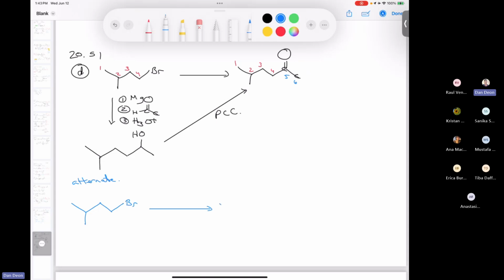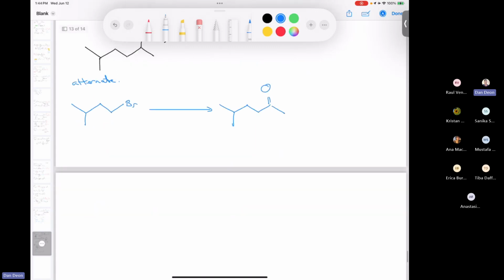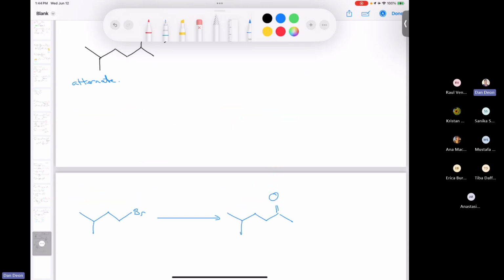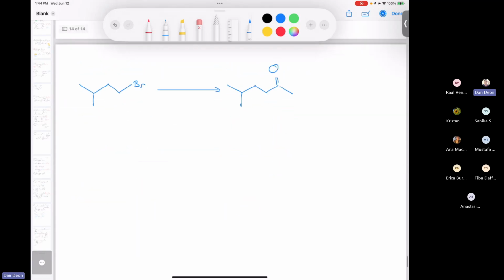So if I just copy everything down, we'll change the color to blue. Okay, so in this case, what we would do is this. Let me just bring it down here. Just bear with me. Let's move it all the way down here. Okay, so what we're going to do, and this is, again, this is D, is hit this with cyanide. So if we use sodium cyanide, cyanide is a good nucleophile. It's a weak base, and that's going to do an SN2 reaction.